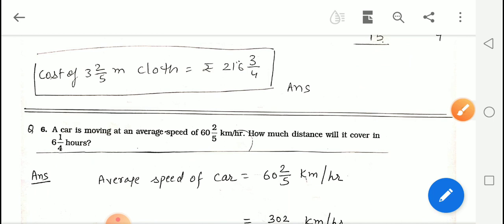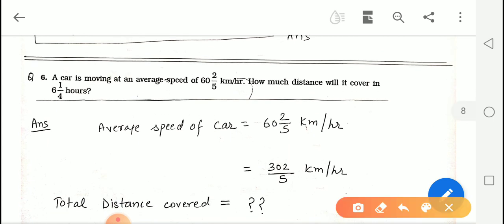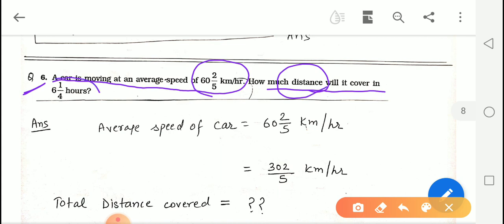Now let us do the next question. It's question number 6. It says that a car is moving with the average speed. This is the average speed given. And how much distance will it cover? We have to find out the distance in 6 1 by 4 hours. Total hours are given. Beta, we know the average speed formula. Average speed is equal to total distance covered upon total time taken. So with this understanding, we will start our question.